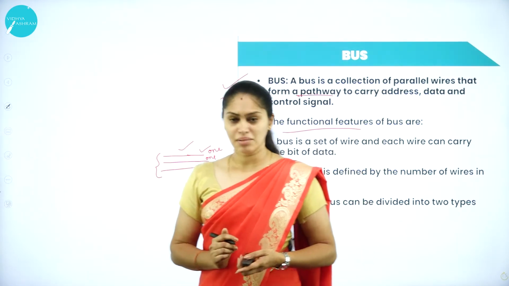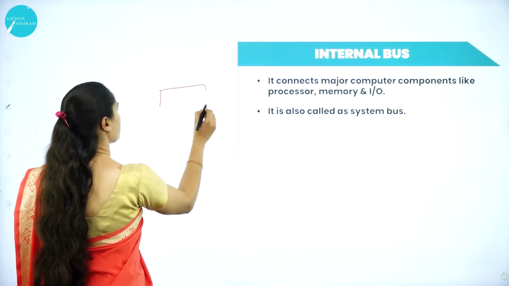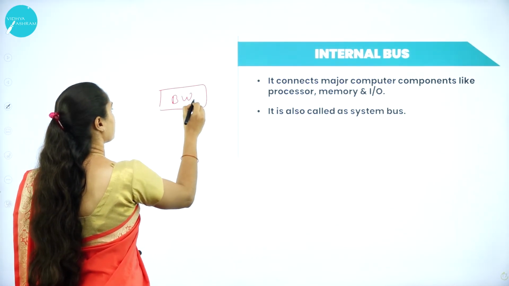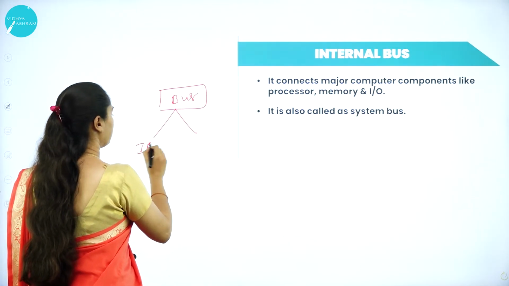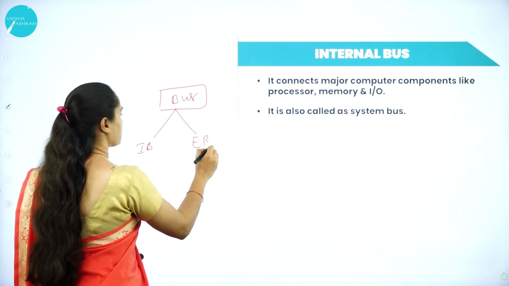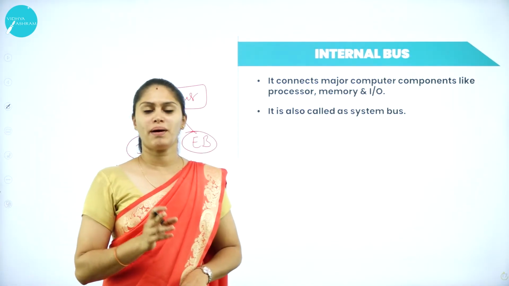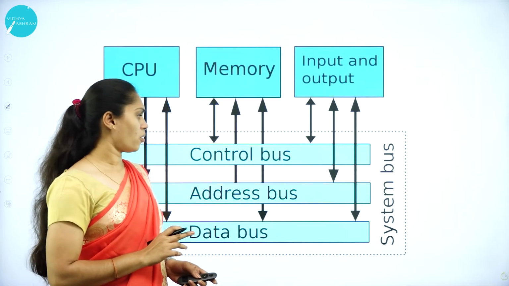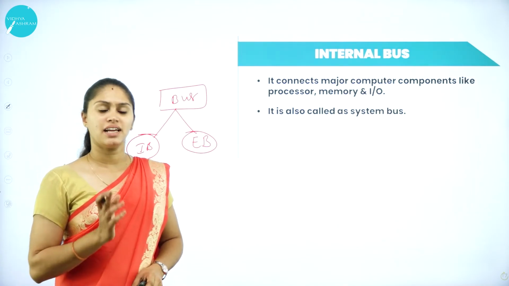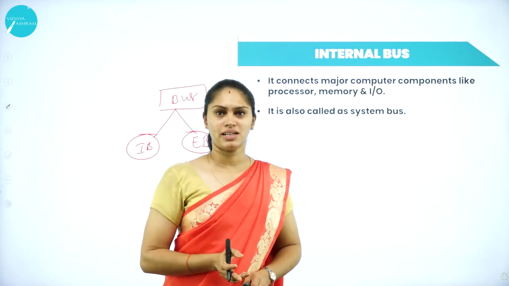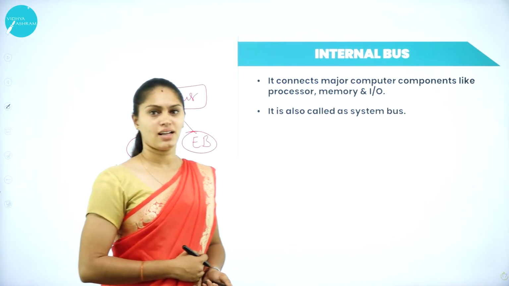Okay, let me get into that one. So consider this as a bus. There I have 2 types, internal bus and external bus. So the bus comprises 2 parts or 2 functional components, that is internal bus and external bus. Now we'll see what is meant by internal bus and what is external bus.